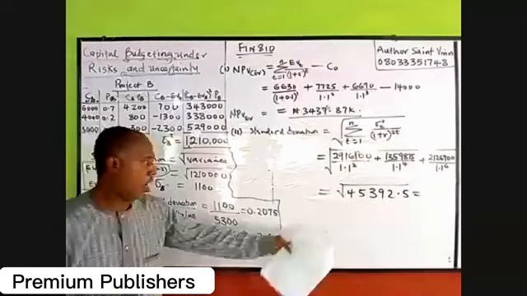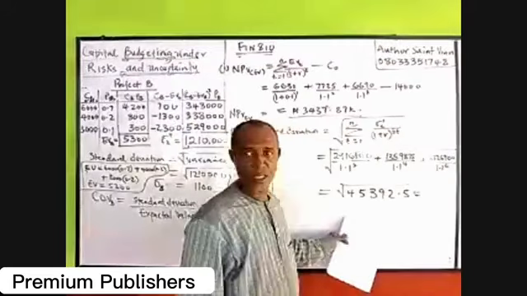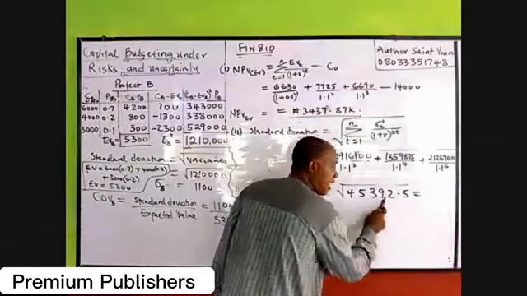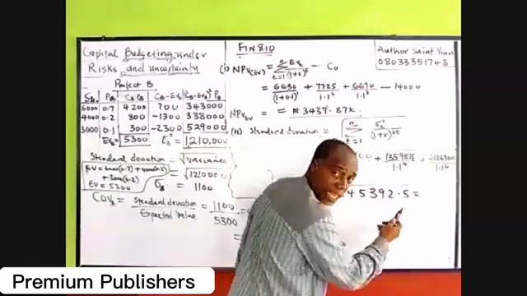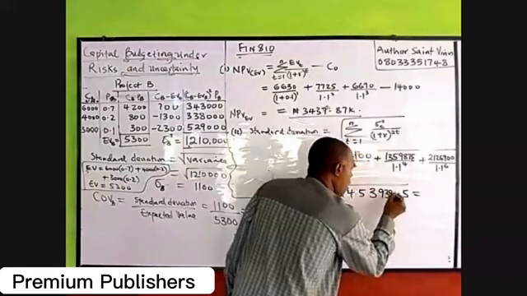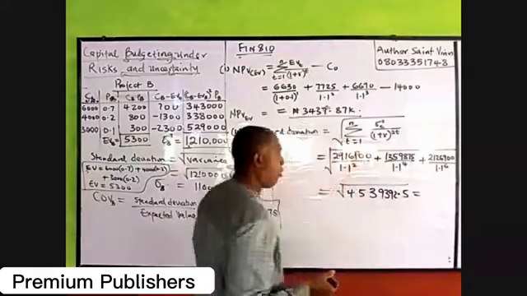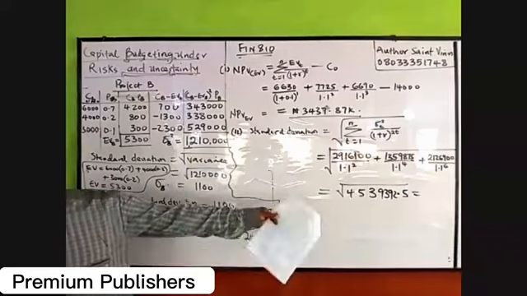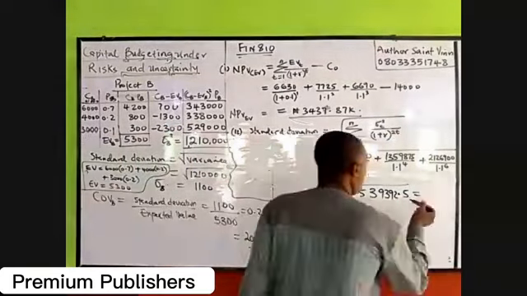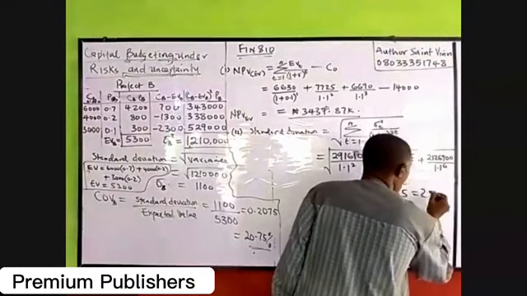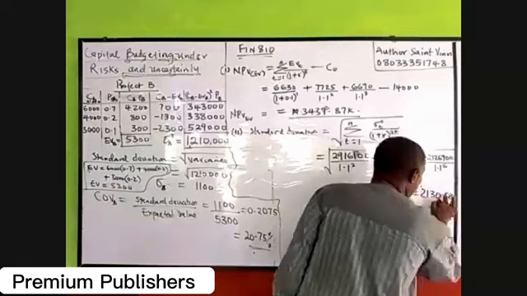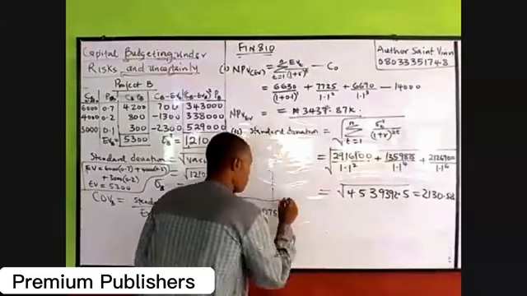Is it correct? 4539 again. Okay, somebody help us. We don't know where we're at. Anybody? Is this correct? Okay. The square root is 2130.158. Any question?